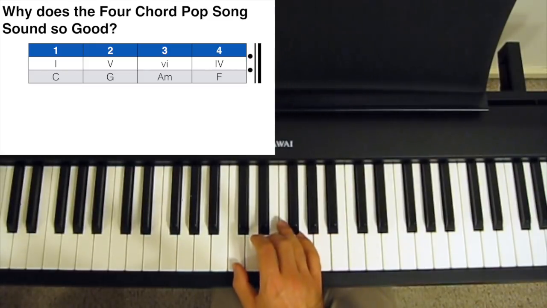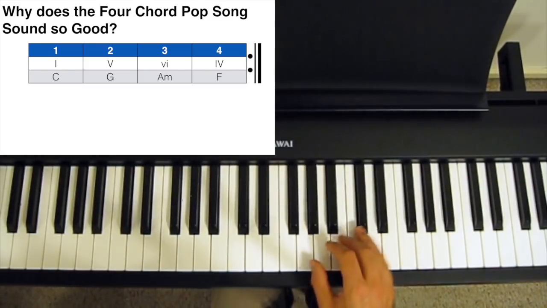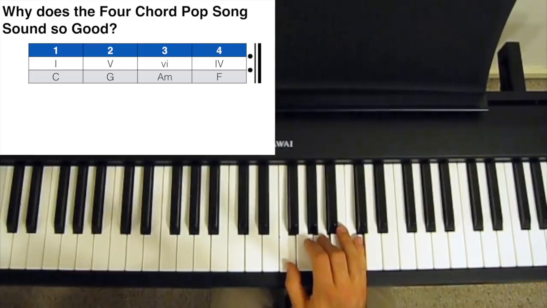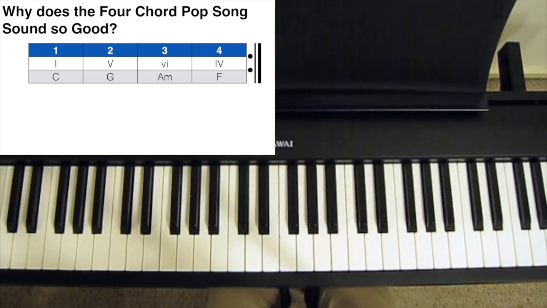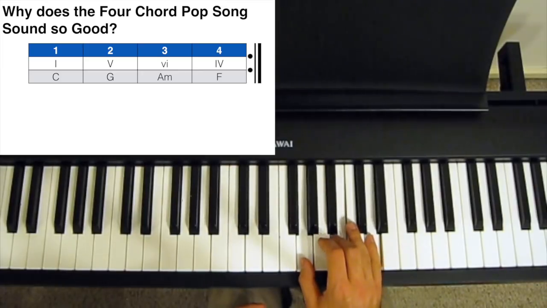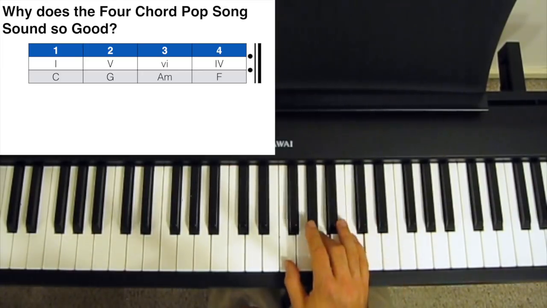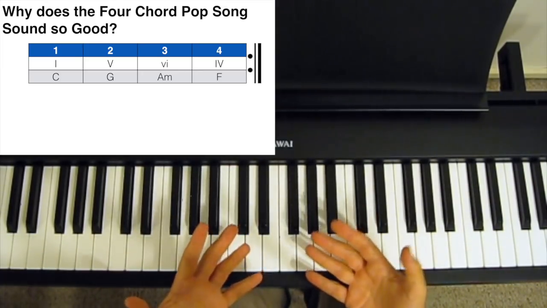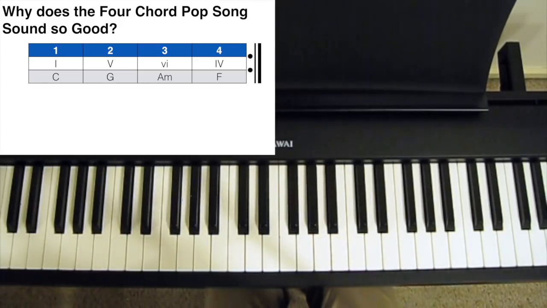So the chord progression goes as follows. It starts on a 1, goes to the 5, then to the 6, and then to the 4, and then it repeats. So in the key of C major, we would have the chords C, G, A minor, and F, and then repeat. So this chord progression sounds great.